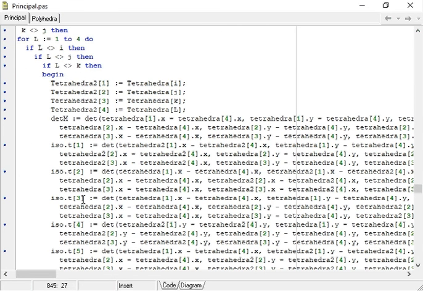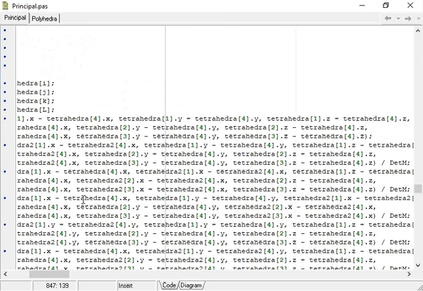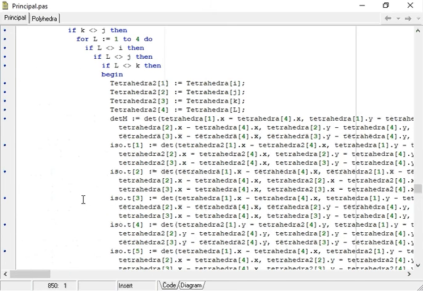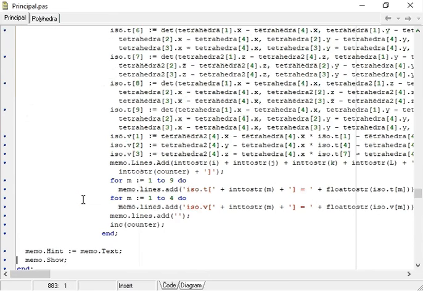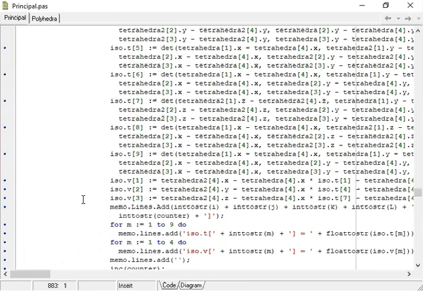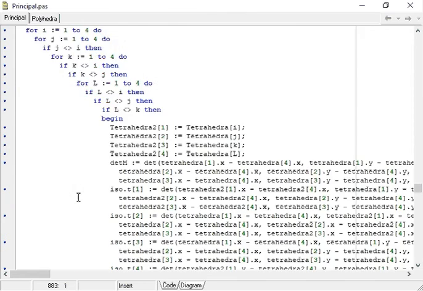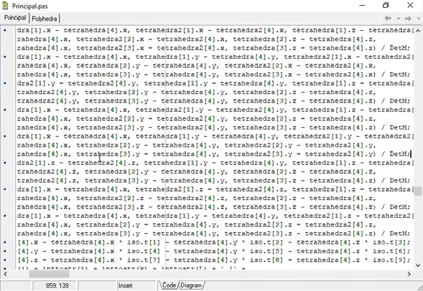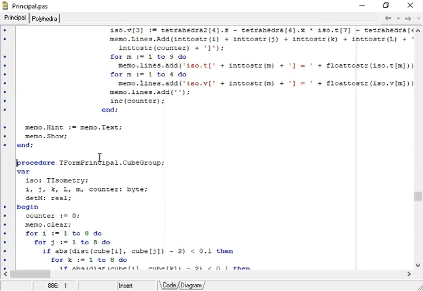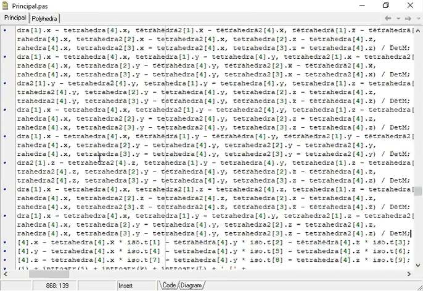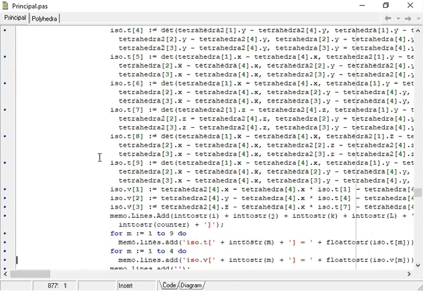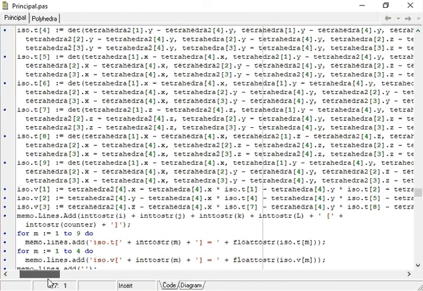T2 is divided by that M. T3 is divided by the determinant. T4 is divided. T5 is divided. T6. Let's go back. Tetrahedra group. T6 is divided. T7 is divided. T8 is divided. T9 is divided. And what is the isometry V1, V2, and V3?